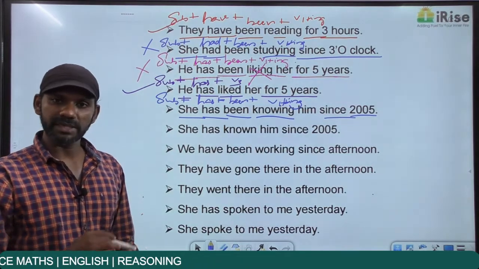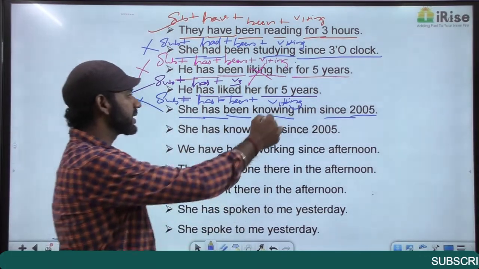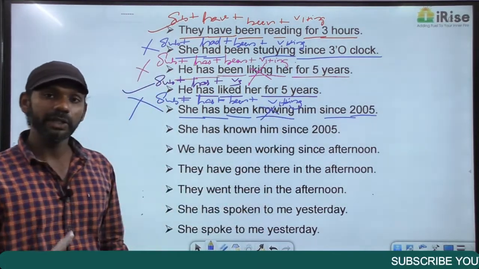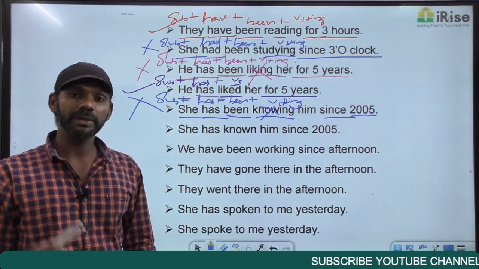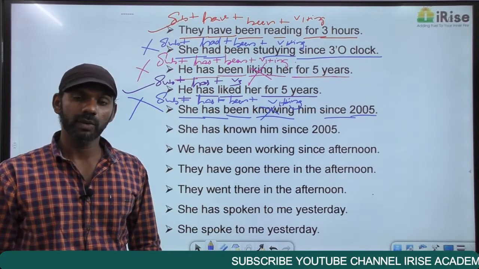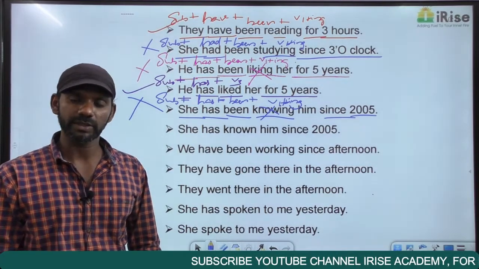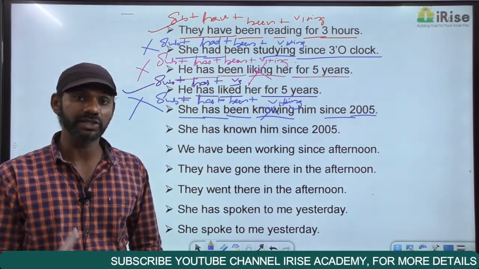Since appears in present perfect continuous, but this statement is grammatically wrong because there's nothing like knowing. "I am knowing you" is wrong. It must be "I know you." The word knowing is there, but it cannot be used as a verb. It can be used as a noun. Knowing the truth is important. What is important? Knowing the truth. So we're getting the answer to the question "what" as knowing. So knowing becomes a noun here, a gerund.